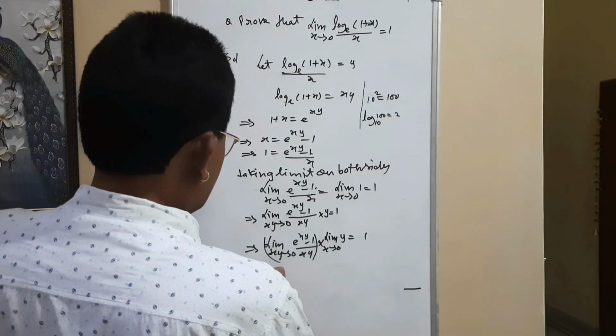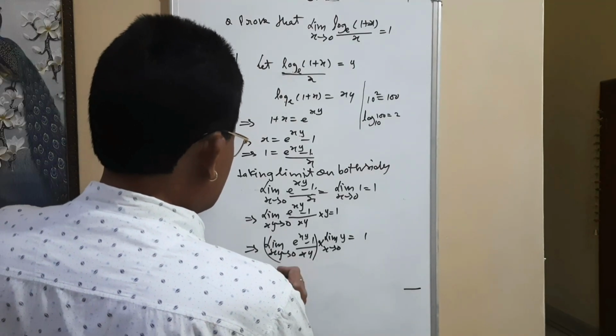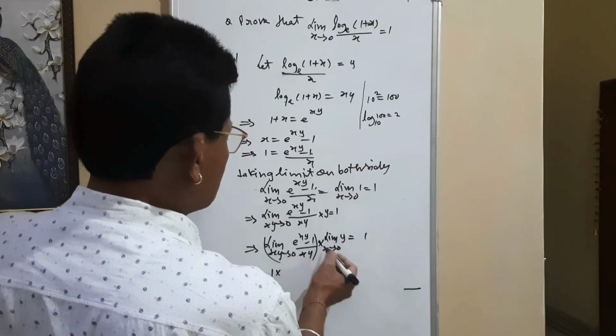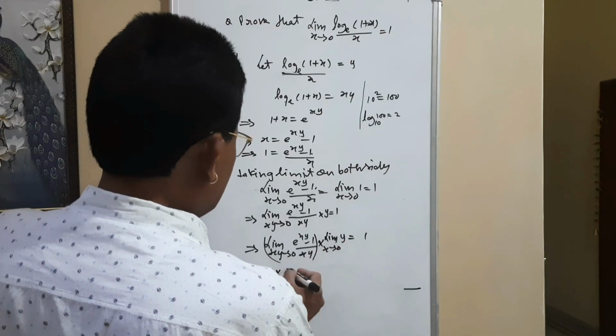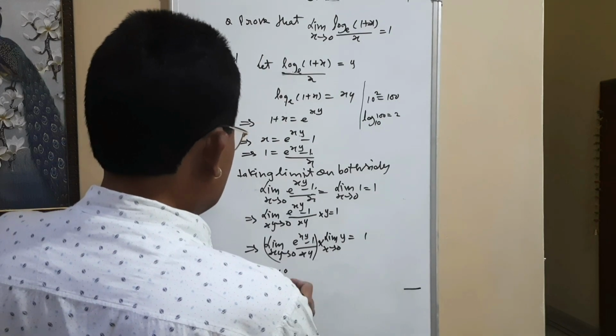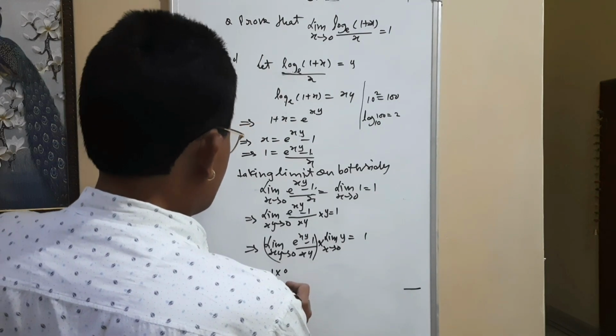I will write how it is 1. Then its value is 1 into, my dear student, its value will be equal to how much? You tell me. Its value will be 0. That is why the left hand side will be 0.